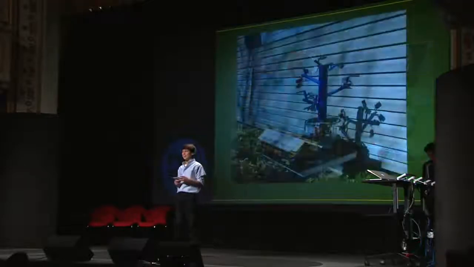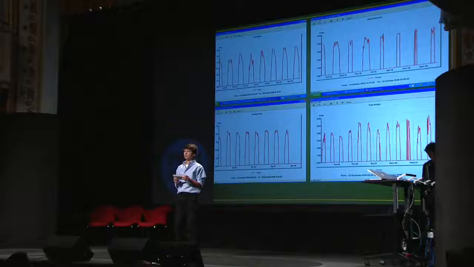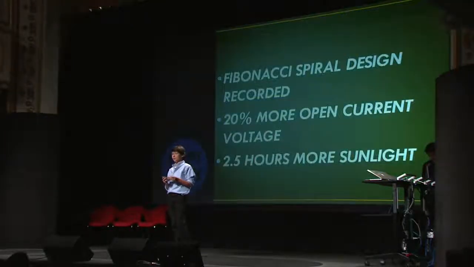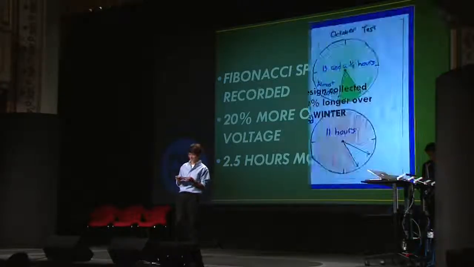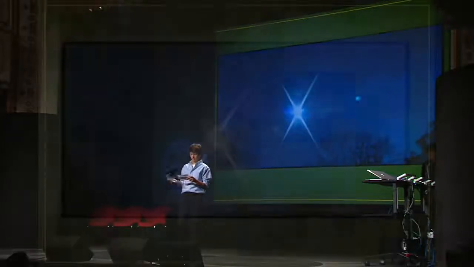The results were really surprising. The Fibonacci design recorded 20% more open circuit voltage and collected up to 2.5 more hours of sunlight during the day than the flat panel design. But the most interesting results were in December, at the winter solstice, when the sun was at a low point in the sky. The Fibonacci design collected sunlight up to 50% longer over the day. I discovered the Fibonacci pattern can allow a tree to track the sun better as it moves through the sky.